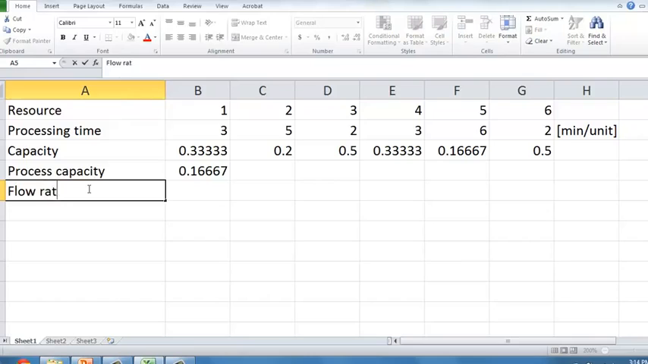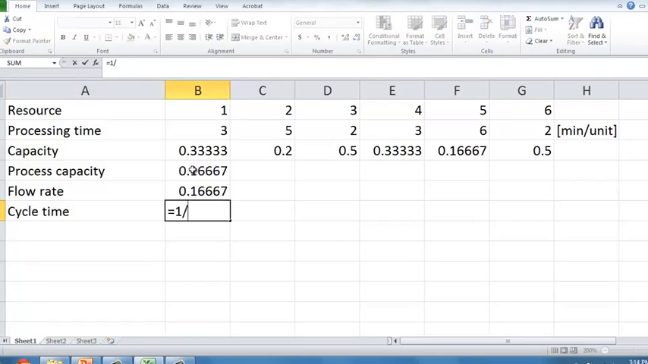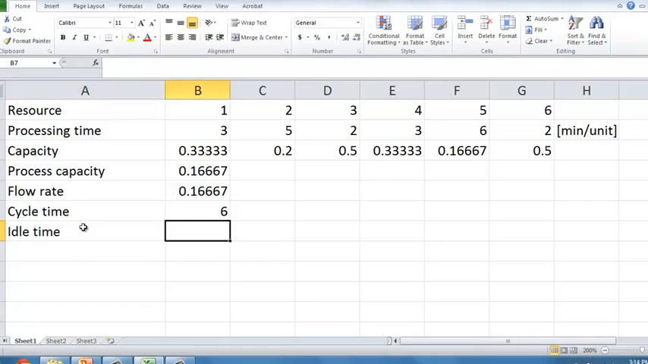We can then compute the flow rate as the minimum between demand and capacity. We assumed here that there was sufficient demand, and so the flow rate is given by the process capacity. We can compute then the cycle time as 1 divided by the flow rate, which is telling us that we are making a unit every 6 minutes. This allows me then to compute the idle time at each of the resources. For that, I'm going to take the cycle time and subtract the processing time at each of the resources.